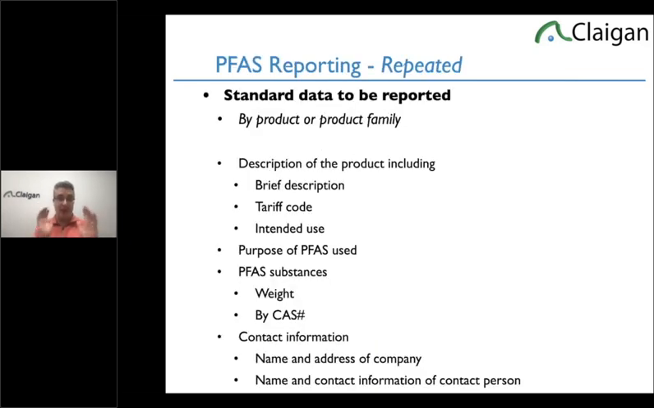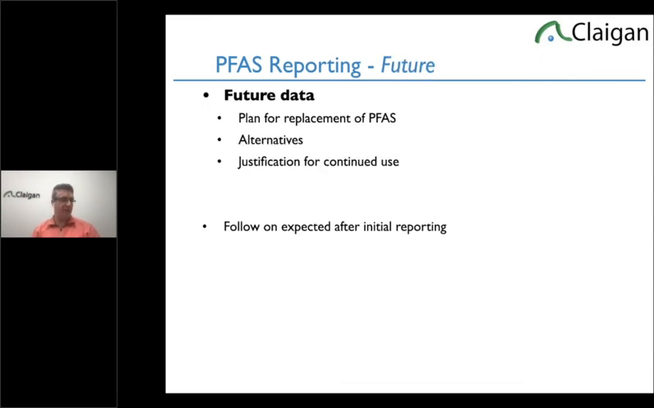But back to what you really have to do. This is what you have to report. Remember, it's basically the description of the product or product family, the tariff code, the intended use, and often if they're the same tariff code, be amazed what you can stuff in together. The purpose of the PFAS you're using, what the PFAS substances are by weight and CAS number, and it'll often be weight and CAS number and purpose. The contact information, name and address of the company, and name and contact information of the contact person. It's relatively straightforward. Someday in the future, you're going to have to state your plan for replacements and alternatives, and justify the continued use, but not right now. This is sometime in the future. The main law has whole provisions for it, but they don't really have a plan to do it yet. It's in the definition section of their law, but not in the actual notification section yet.